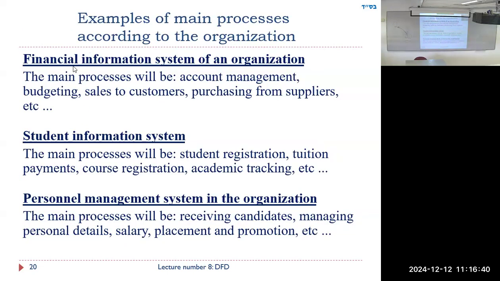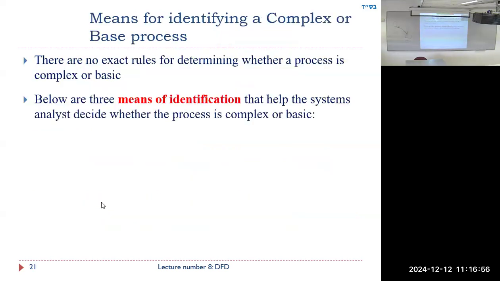For a financial information system of an organization, the main process could be accounting; these are just examples. A student information system could be student registration, tuition payment, course registration, academic tracking, etc. Personnel is another example.